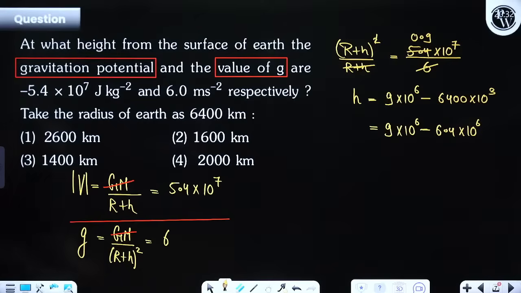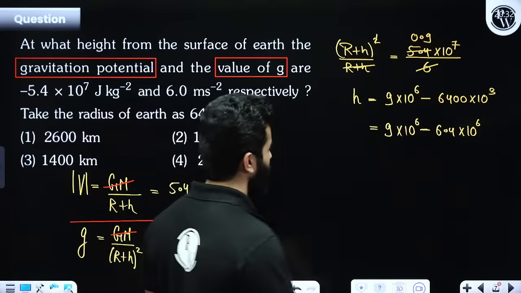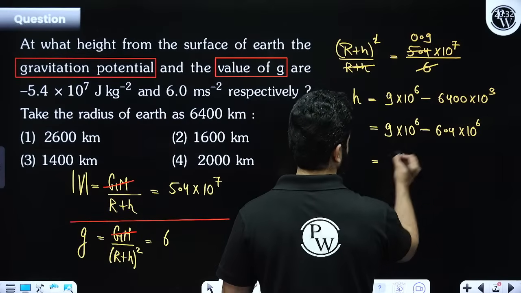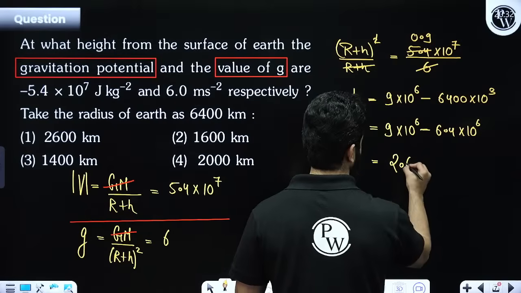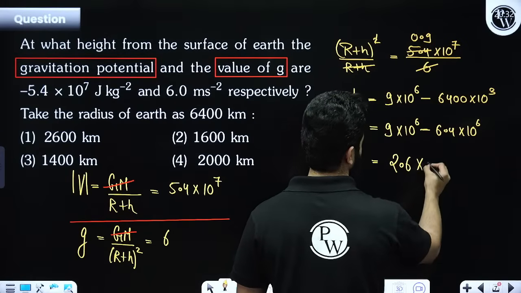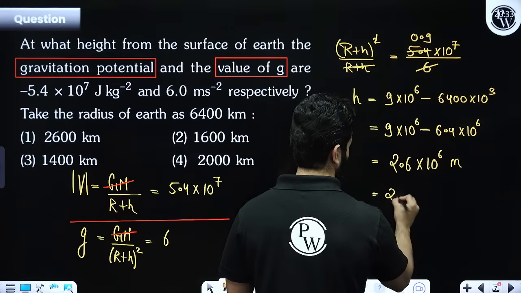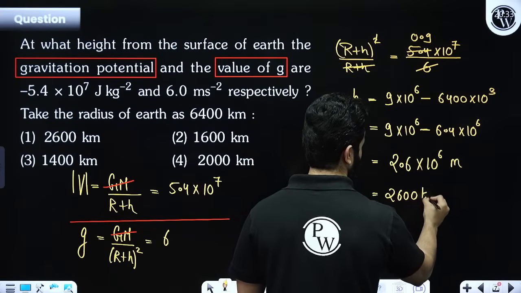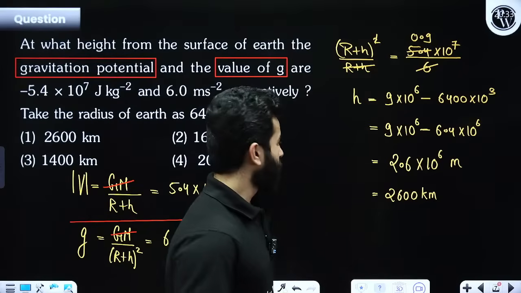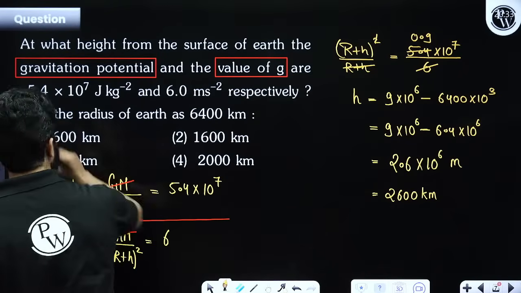This will be 2600. Yeah, you guys are saying B. Lots of students are saying B. How is B possible, bache? How is B possible? This will become 2.6 multiplied by 10 to the power 6. This is in meters. So this will be 2600 kilometers. Please check your answer again.